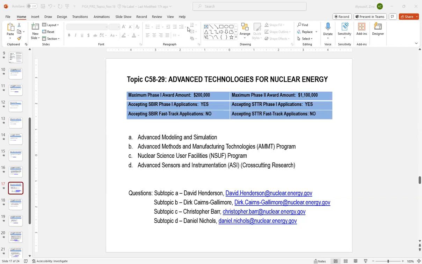The call is really about having applicants identify a specific use case, and we encourage them to talk to reactor designers or reactor operators for the current fleet to get an understanding of what their needs are, and then basically submit a proposal based on that specific need case.